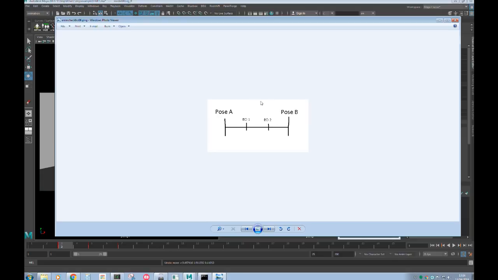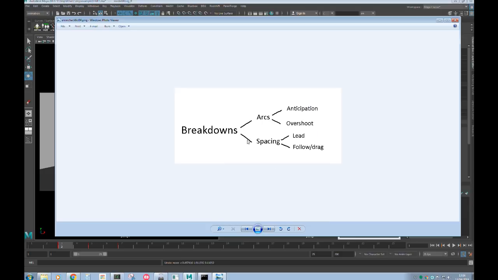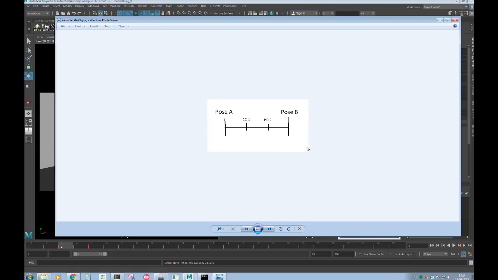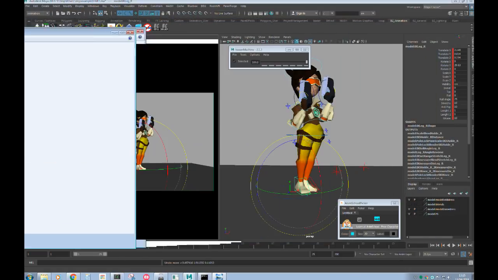So then breakdown 1, I'm thinking about the antic and the leading, because if we go back to this one, you got antic for the arcs and lead for the spacing. And then on breakdown 2, I'm thinking about the overshoot on the arc and what's dragging. So breakdown 1, we're going to look at antic and leading. Breakdown 2, overshoot and drag. Right? Yeah. Okay.